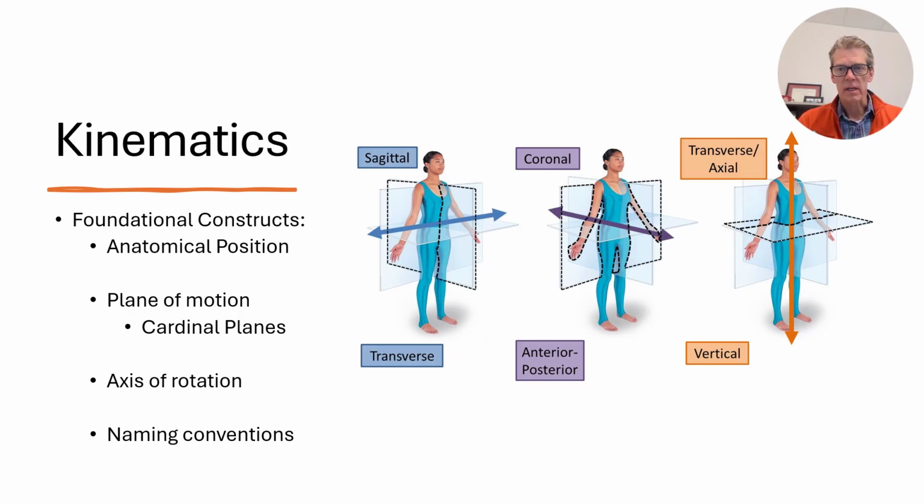Naming conventions, I got into that a little bit, but motion in the sagittal plane is typically flexion or extension. Motion in the coronal plane is typically abduction or adduction. And motion in the transverse plane is usually an axial rotation, a medial or a lateral rotation.